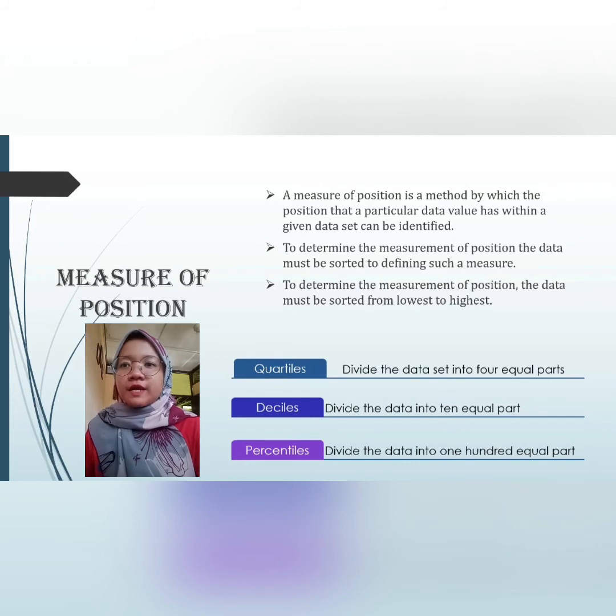Today, I would like to talk about the measure of position. A measure of position is a method by which the position that a particular data value has within a given data set can be identified.